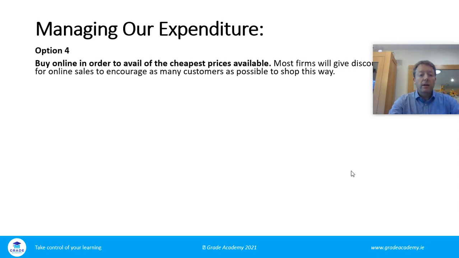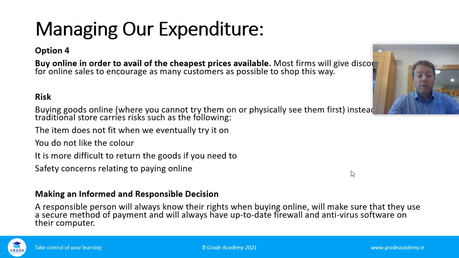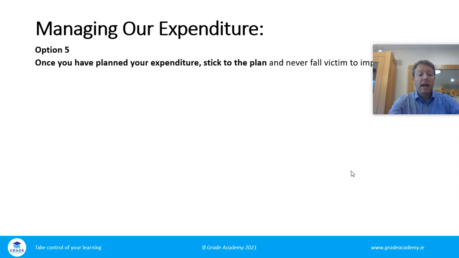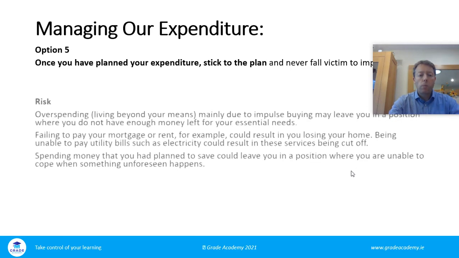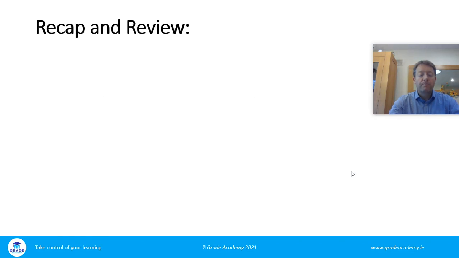Option 4, buy online in order to avail of the cheapest prices available. Again, there's going to be a risk with buying online, which I'll refer to in a future chapter. Make that informed and responsible decision. And the last option is, once you have planned your expenditure, stick to that plan. There will be a risk, but make that decision based on all of the information.